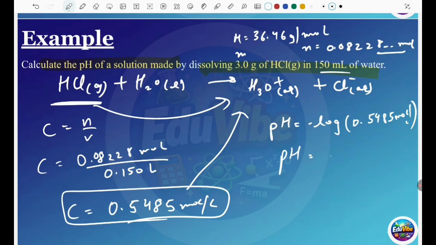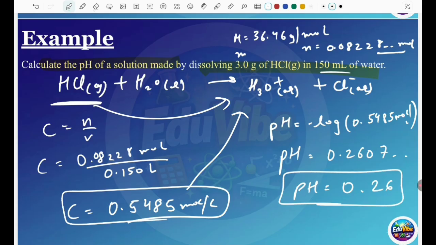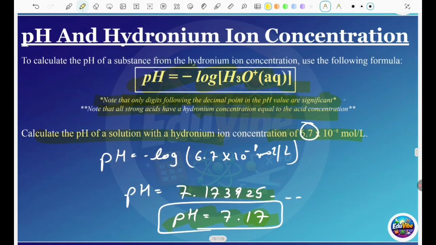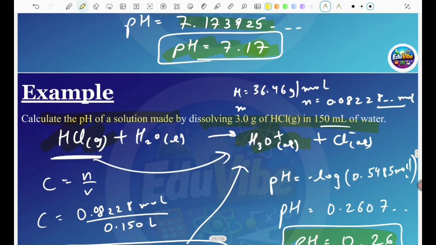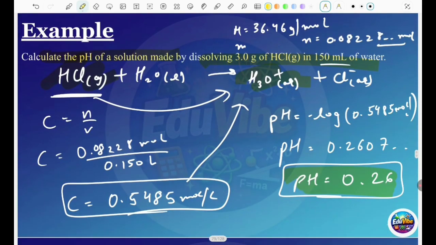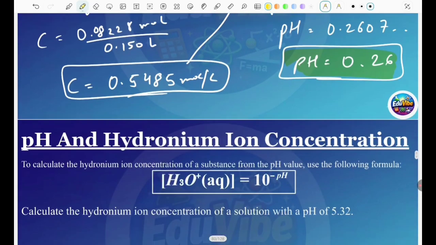When you calculate, the pH is 0.2607. So how many digits do you want? 2. So 0.26, no units, and this is your pH. The main thing I mentioned earlier is that for strong acids, the concentration and the hydronium concentration must be equal, and the pH has 2 significant figures, so you have to count those digits after the decimal.